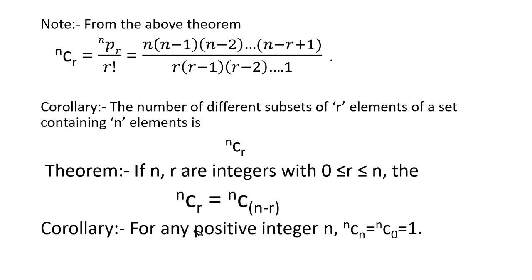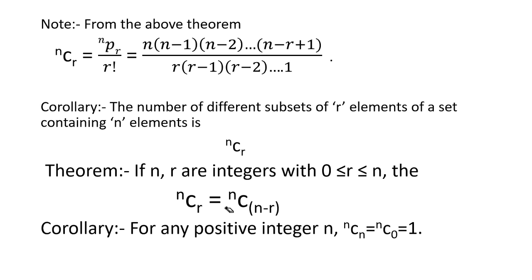Next we have this interesting corollary: n choose r is equal to n choose n minus r. n choose r means you are selecting r people from n people. Selecting r people out of n people is the same as removing n minus r people from n people. So if in a class of 70 people I want to select 60 people, I can select 60 people, or else I can remove 10 people. If I remove 10 people, then also I will get 60 people. So n choose r is the same as n choose n minus r.